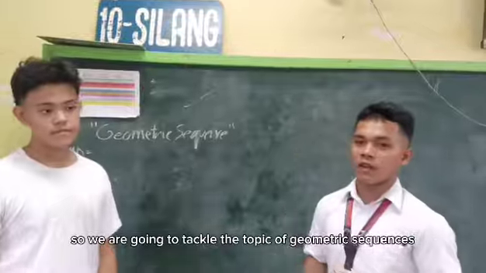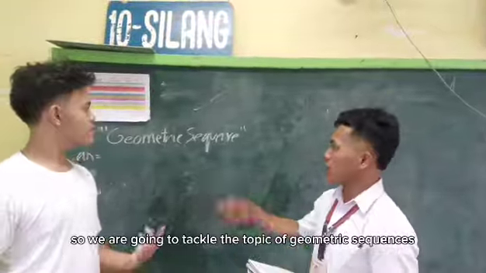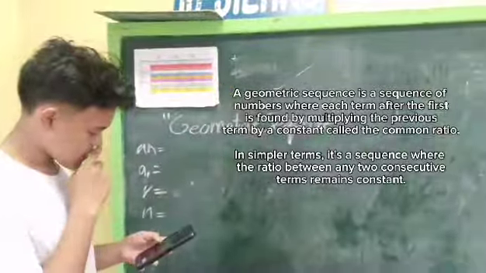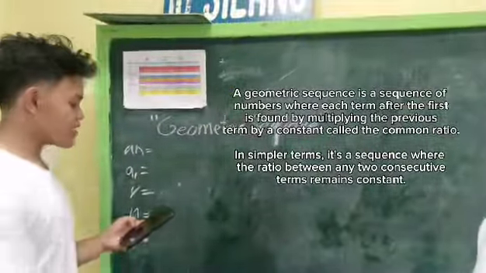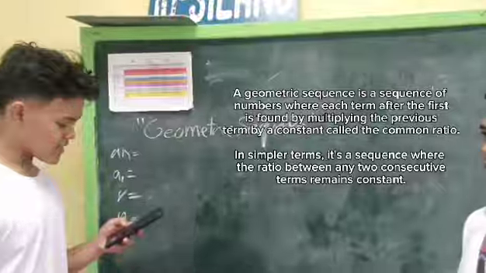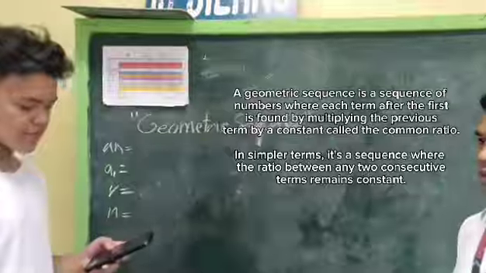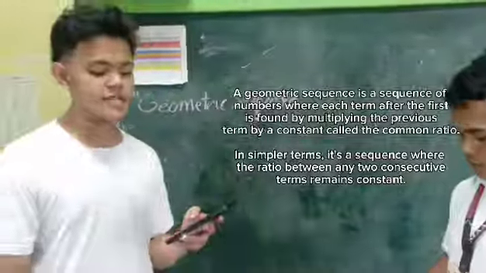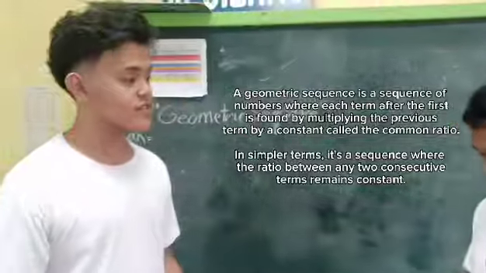So we are going to tackle the topic of geometric sequence. In the definition of Wikipedia, it is a sequence of numbers where each term after the first is found by multiplying the previous term by a fixed number called the common ratio. In other words, each term is a constant multiple of the previous term.